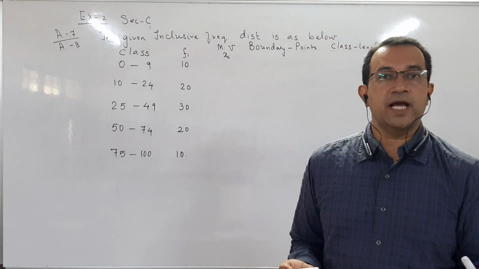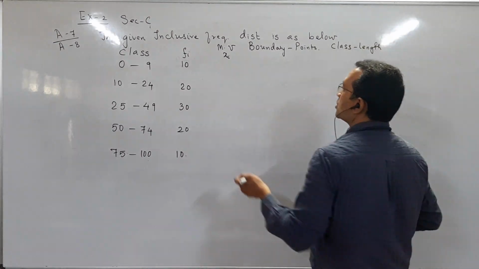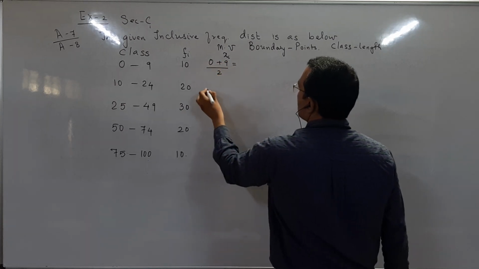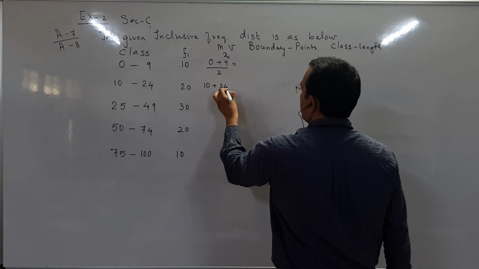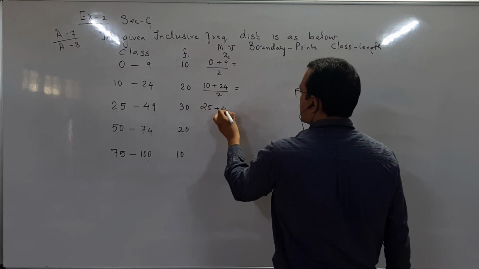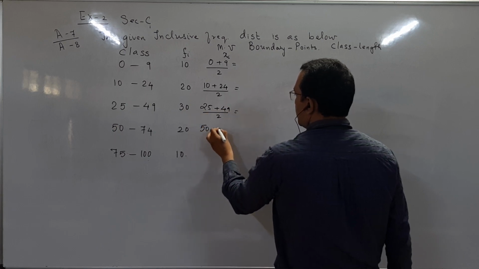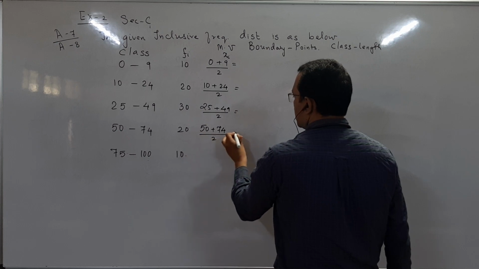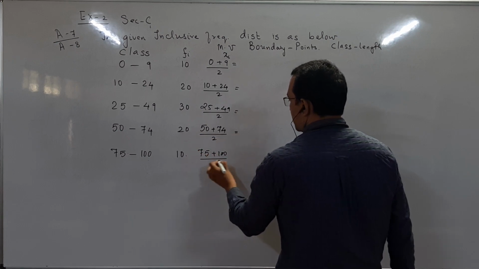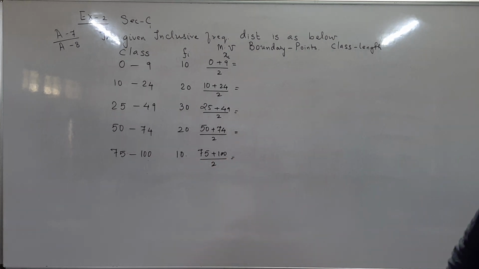Now all of you know how to find the mid value. It is the average of class limits: lower limit plus upper limit divided by 2. So 0 plus 9 divided by 2, 10 plus 24 divided by 2, and so on. So if I find it, it is 4.5.